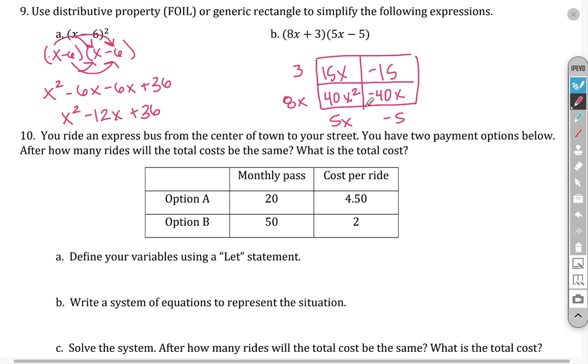So now we can combine our like terms. So obviously our x squared has to go first. We want the largest amount of exponents first. All right, now we've got negative 40x and 15x. So combined, if we subtract 15 from 40, we're going to get negative 25x. And then we're left with minus 15.